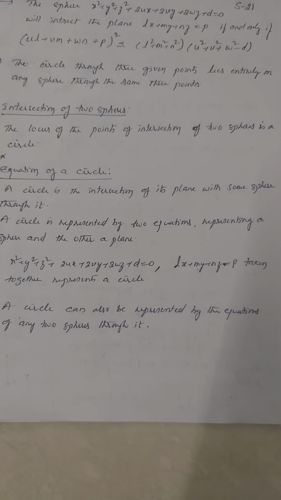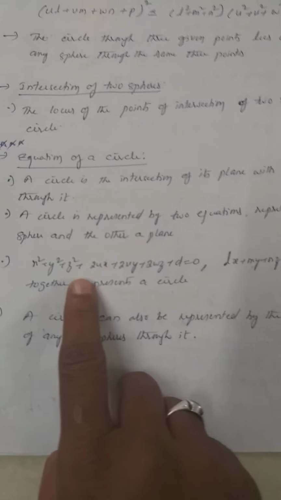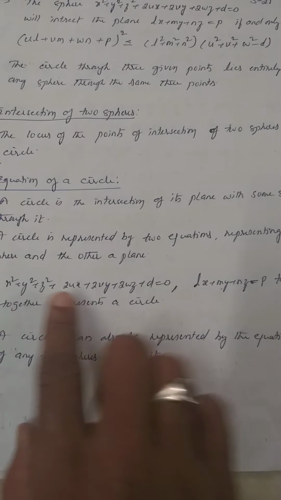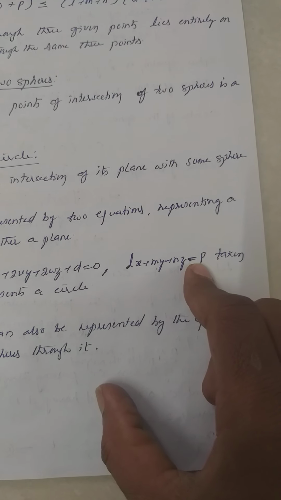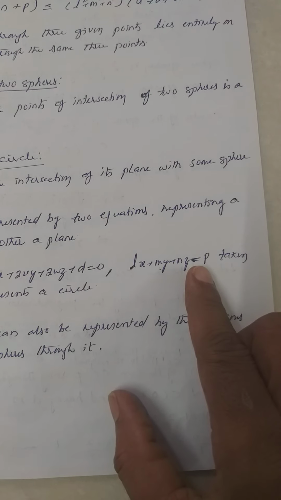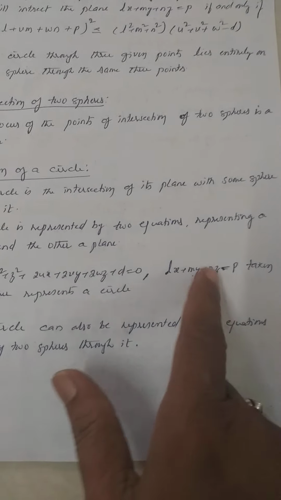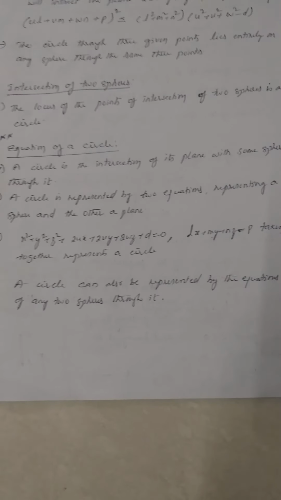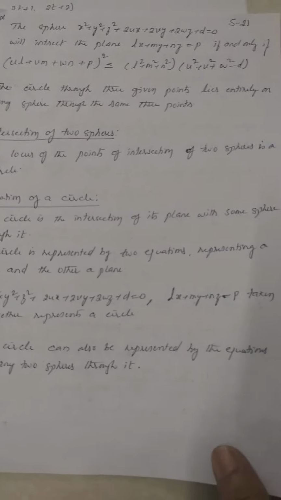One equation is the equation of the sphere, comma, another equation is the equation of the plane. Here see this: x square plus y square plus z square plus 2ux plus 2vy plus 2wz plus d is equal to 0. This is a sphere equation, comma, ax plus by plus cz plus d is equal to 0, or lx plus my plus nz is equal to p. It is a plane equation. These put together is called a circle equation, right? A circle can also be represented by two sphere equations, right?